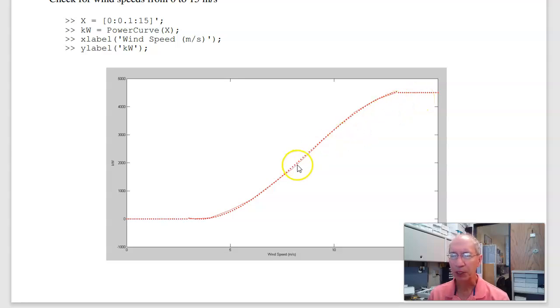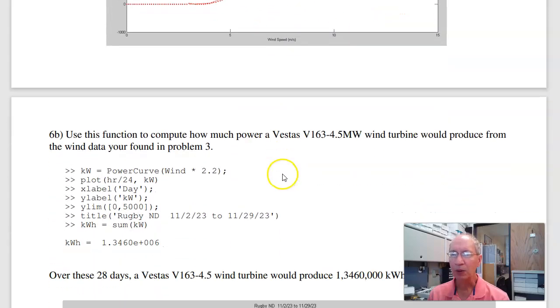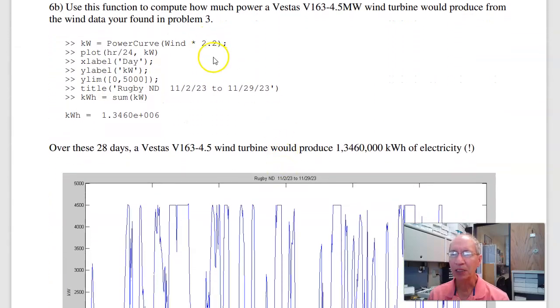Seems to match up pretty well. Okay, so given that, I can now take my wind data and convert to kilowatts. Now, NDON measures the wind speed at the ground, like 6 feet above the ground. I want to actually move it up to, I think it was 180 meters.